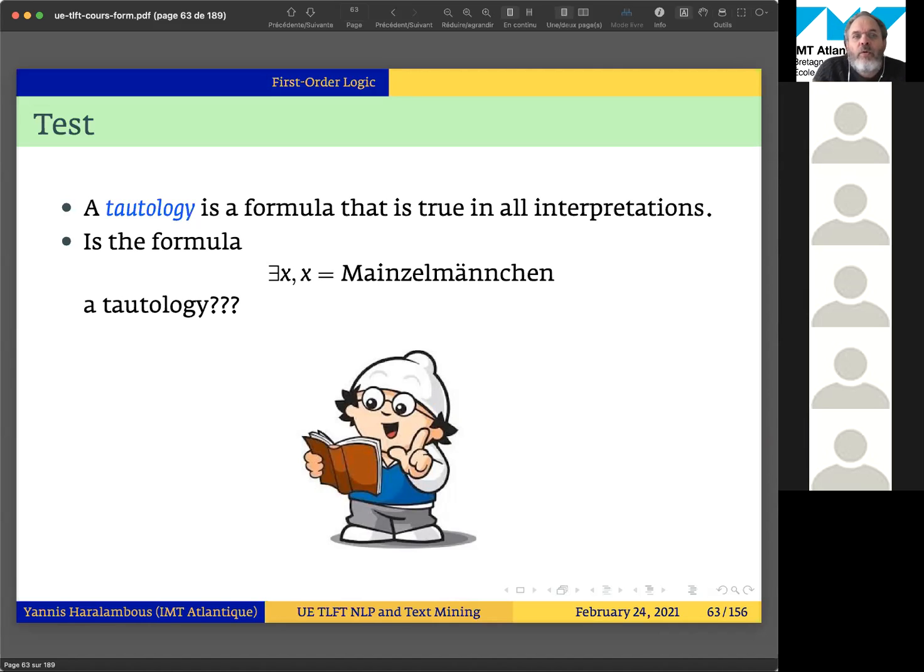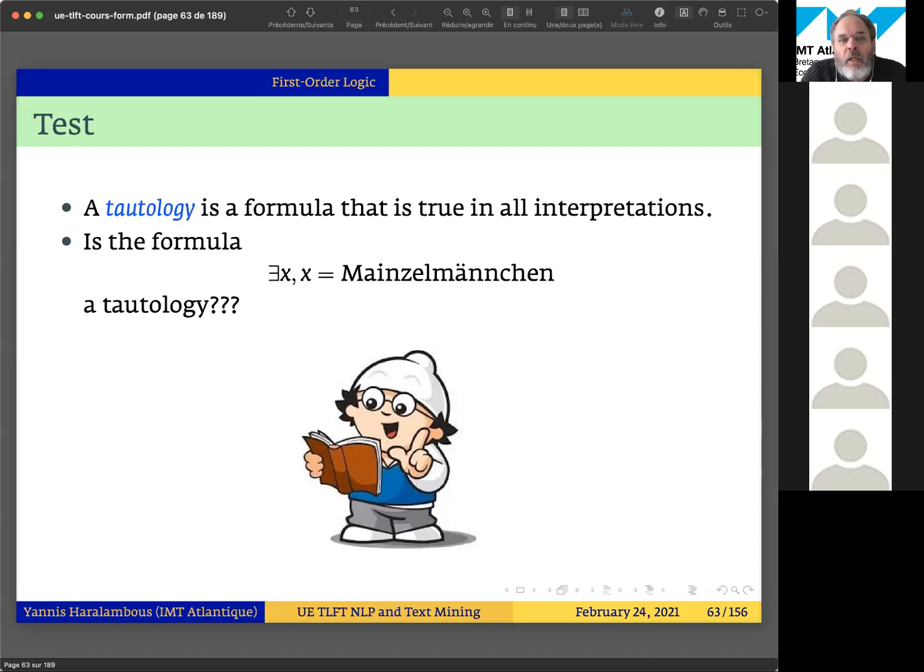So I told you that a tautology is a formula that is true in all interpretations. For example, if I say P of X or not P of X, since P is a predicate, either P is true in some interpretation or is not true. If I say P or not P, then in both cases, one of the two will be true, and so this formula will always be true. And it's called a tautology.